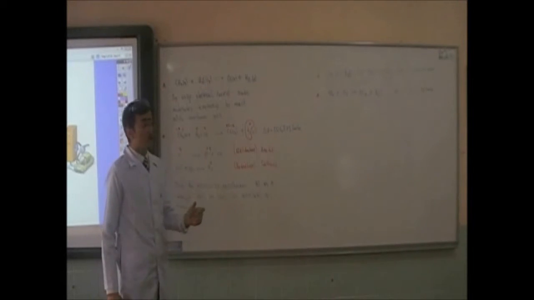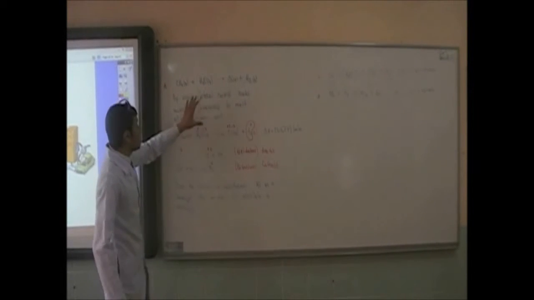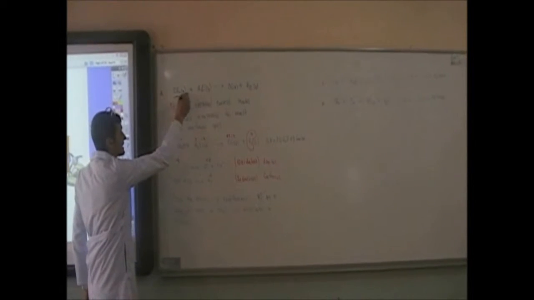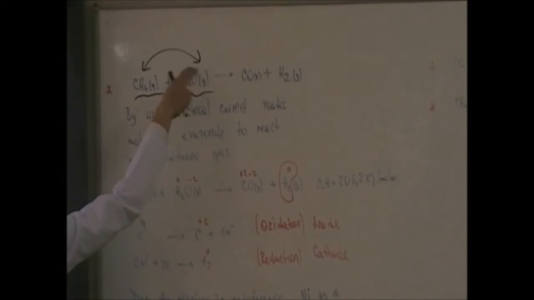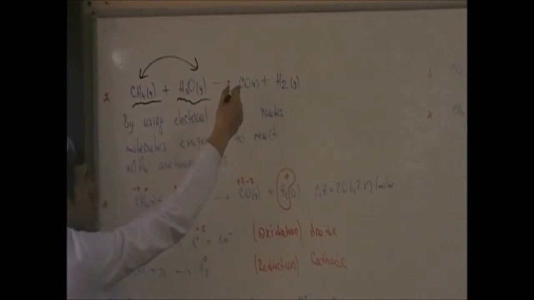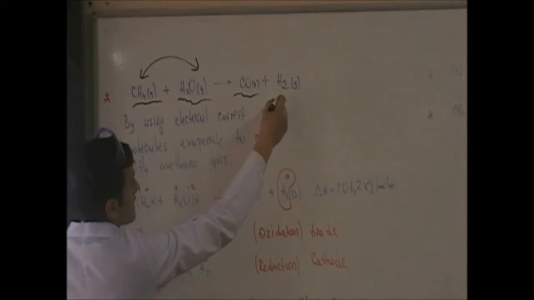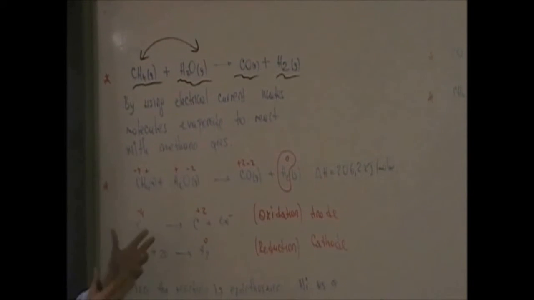I want to talk about our project reaction. In this reaction, we have methane gas and here is water. When the two molecules mix and react with each other, in total we obtain carbon monoxide gas and hydrogen. Why is this? By using electrical current, water molecules evaporate to react with the methane gas. Now I am going to explain exactly what happens in this reaction.